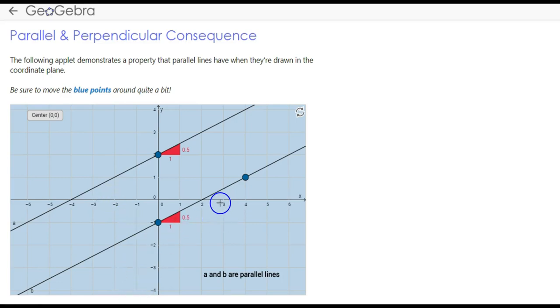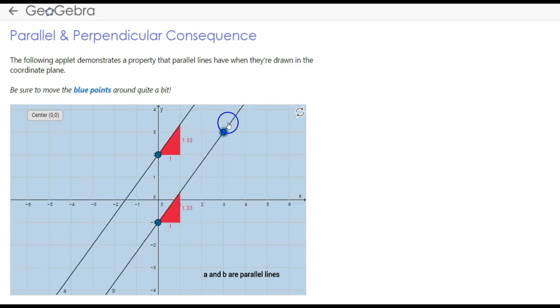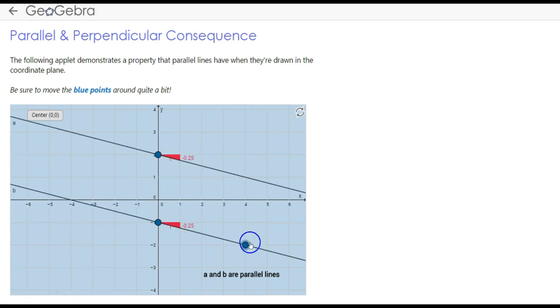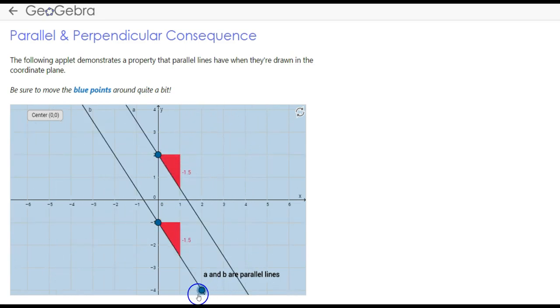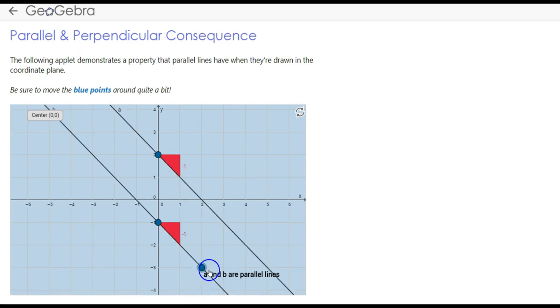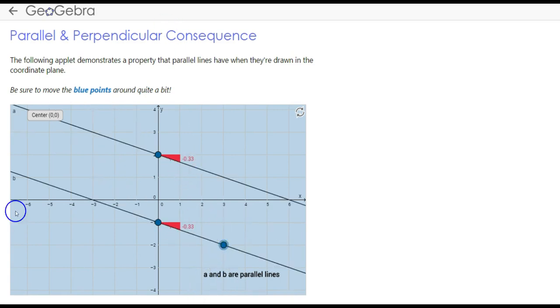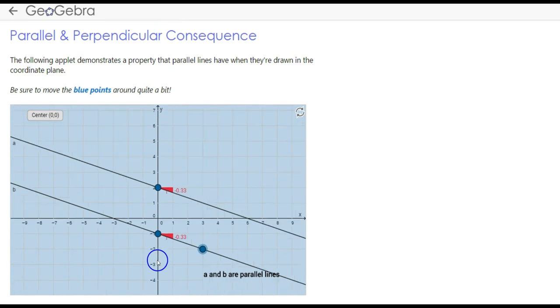Alright, so first we're going to see about our parallel slopes. So as you see here, we have the same slope. So we have a rise, in our case, of 0.5 on both and a run of 1. And as they are changing, they are both remaining the same slope. So that's for parallel slopes.